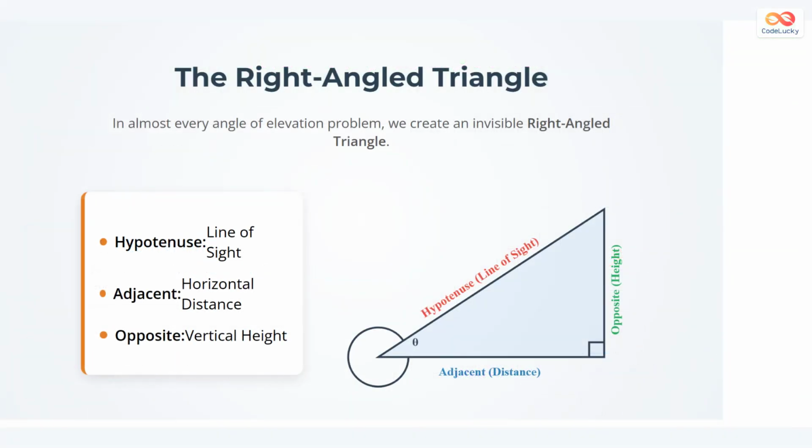Why is this in trigonometry? Because these three lines naturally form a right-angled triangle. The line of sight becomes the hypotenuse. The horizontal distance is the adjacent side, and the vertical height of the object is the opposite side. This structure allows us to use standard trigonometric ratios.